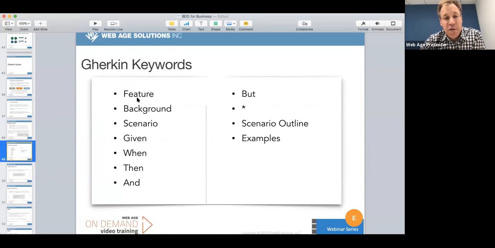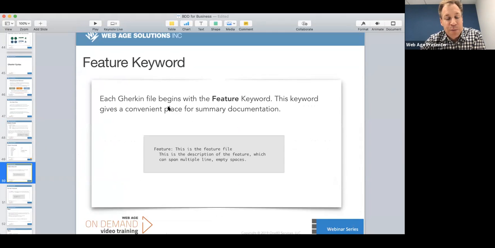Here is a list of all of the most common keywords. If you ask for the appendix, I'll give you some examples of what you do with each one of these. But I'm going to go through the highest level ones here.